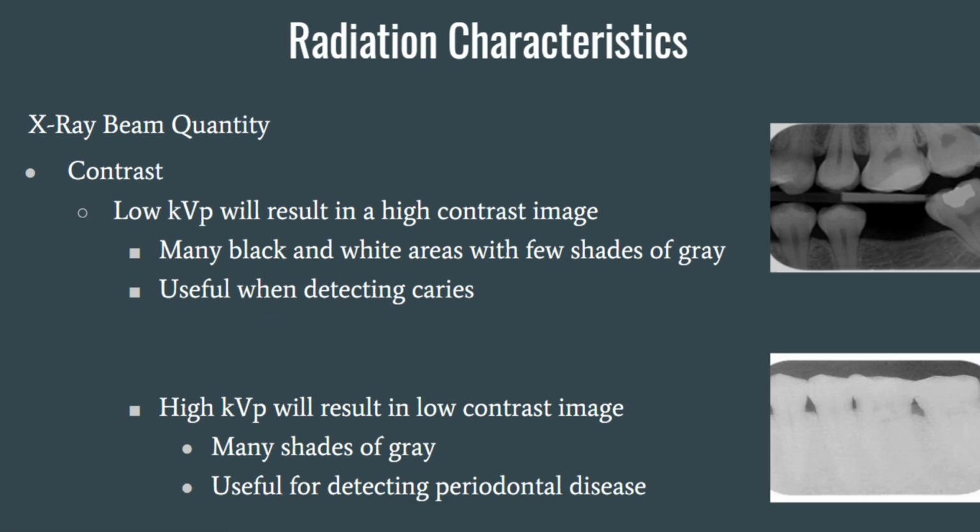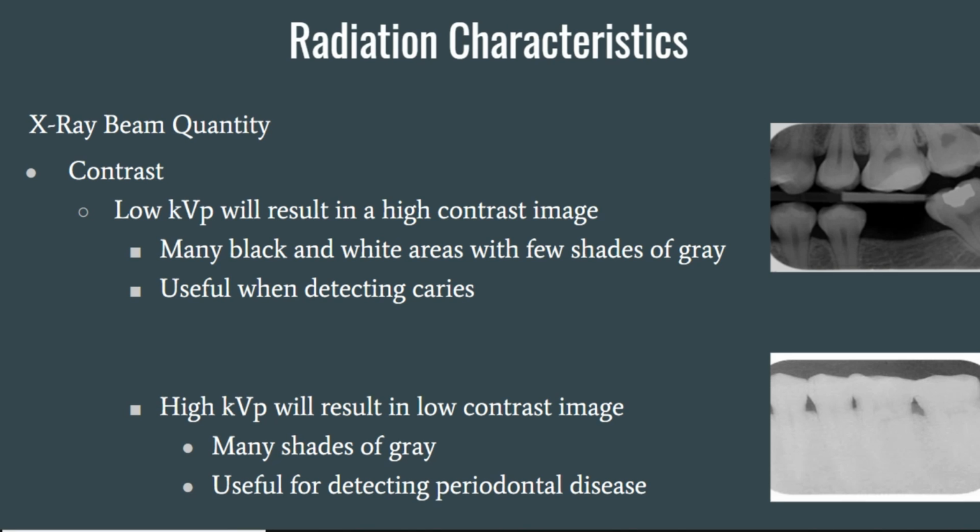X-ray beam quality also controls the contrast. So kVp controls contrast. That is how different we can see the light and dark areas on the film. A low kVp will result in a high contrast image. So there are many areas of black and white and few shades of gray. This type of image is going to be a little more useful when detecting caries or decay.